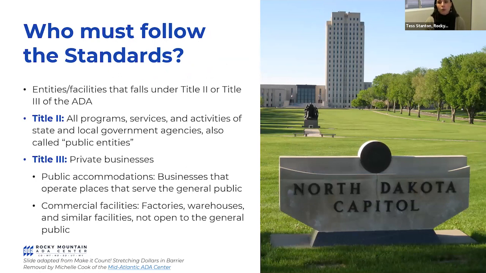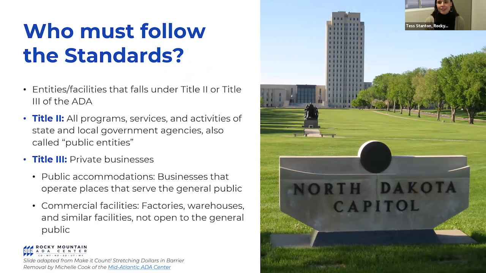Title II covers all programs, services, and activities of state and local government agencies, which are also called public entities. So here on the slide, we have a picture of the North Dakota Capitol. It's a concrete sign on green grass, and in the background, you can see the Capitol building, which is a very tall building with many floors and windows. That would be considered a Title II facility.